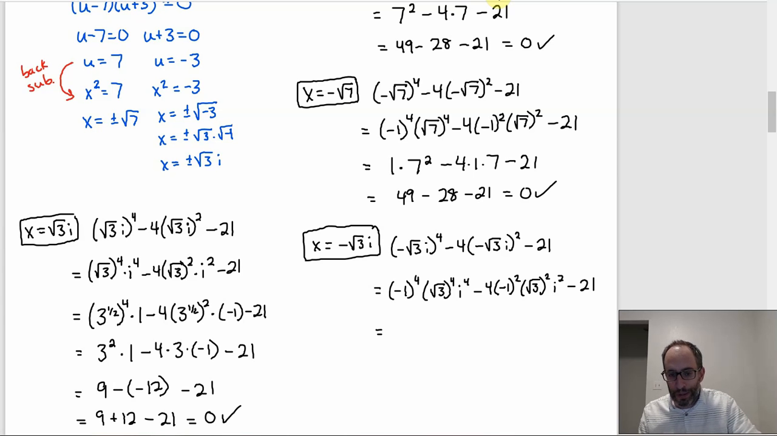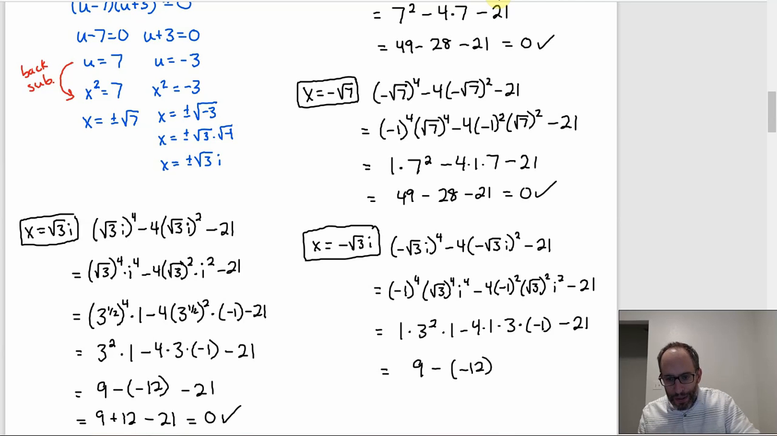So you can kind of see what happens. We're going to get the same thing we did in the last one. We're going to have 1 times 3 squared times 1 minus 4 times 1 times 3 times negative 1 for the i squared, and then minus 21. So this first product is going to be a 9 minus negative 12 minus 21. So that's 21 minus 21, which is 0.